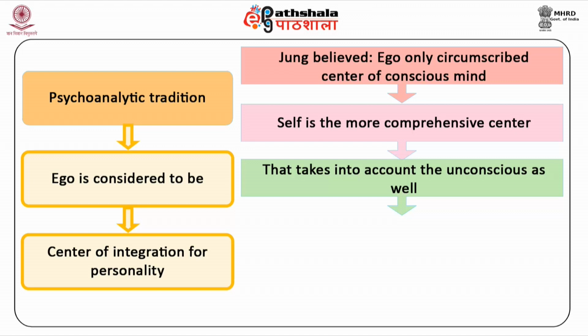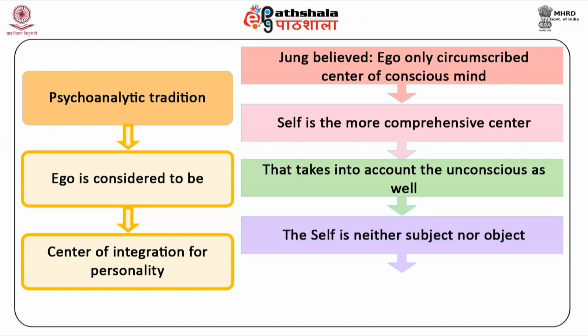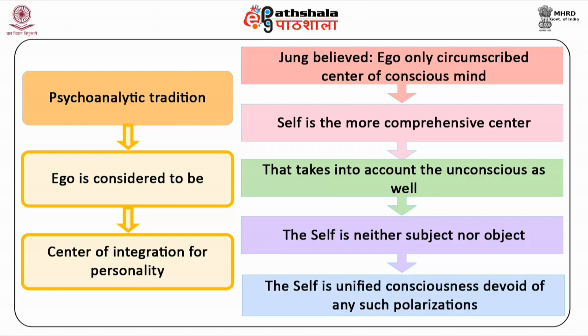It should not be assumed that the self is a more comprehensive form of subjective consciousness. The self is neither subject nor object. Subject-object is a distinction created by ego consciousness and is not relevant to the self. The self is unified consciousness devoid of any such polarizations.